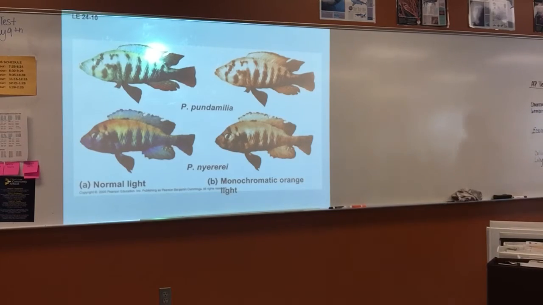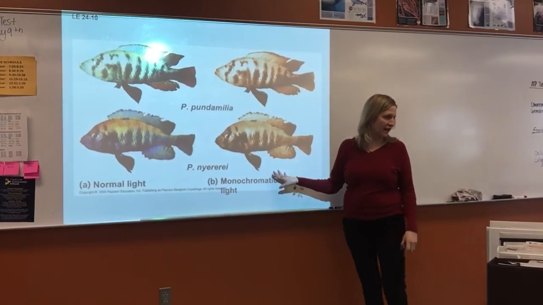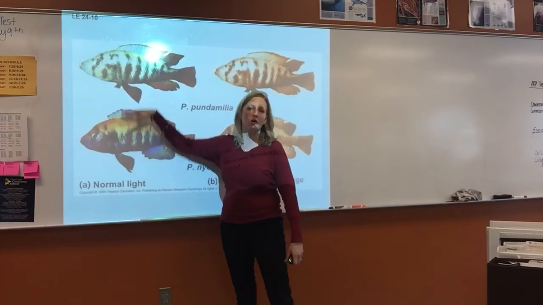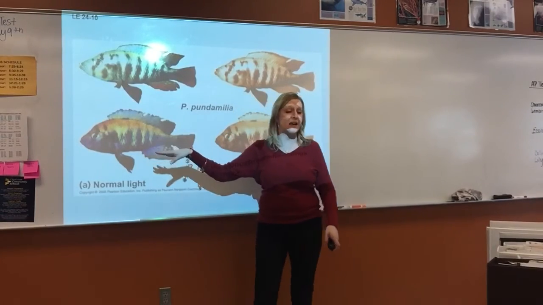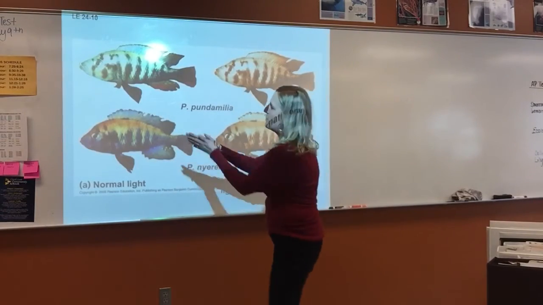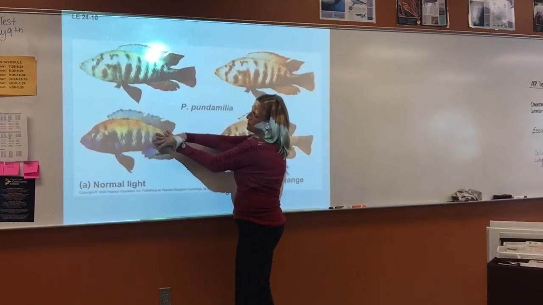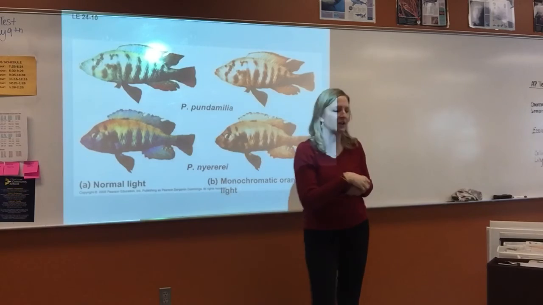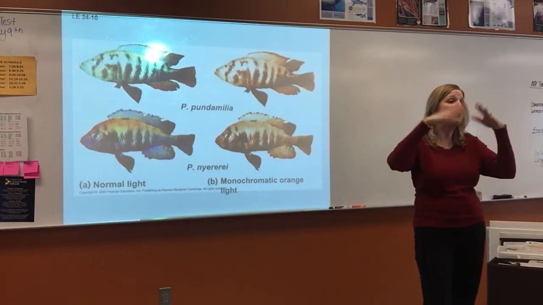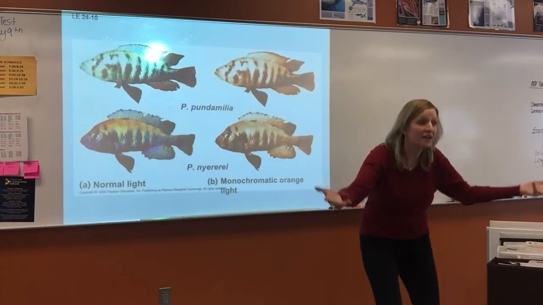Because in Lake Victoria, it's not monochromatic orange light, all right? So that was just in the lab. So it's more like this situation. So these guys, what has happened is that they have diverged. These guys now look for specific coloration patterns, and these guys look for specific coloration patterns, and they don't mate, even though they could mate.